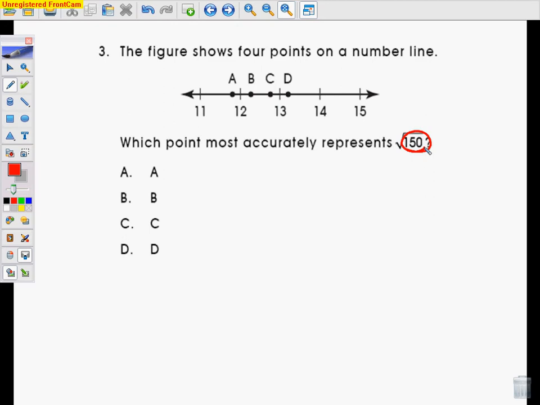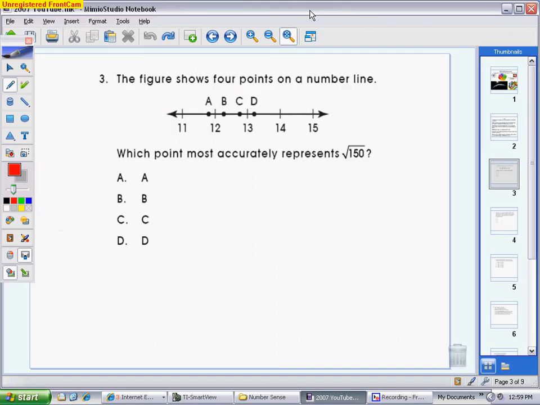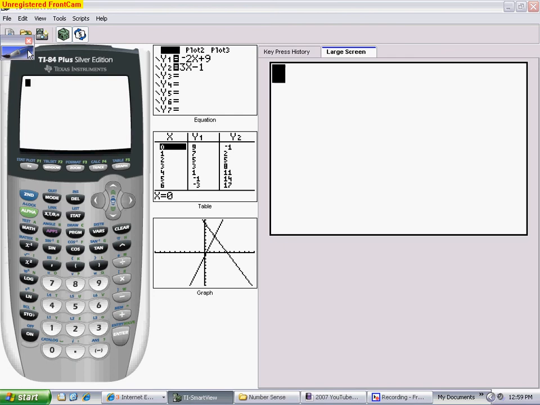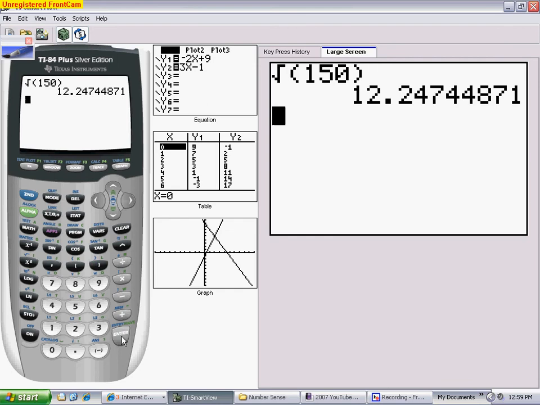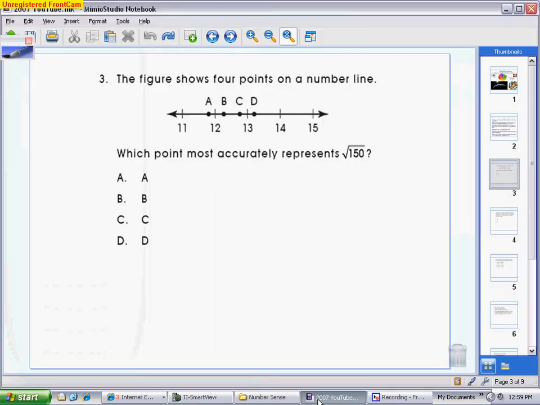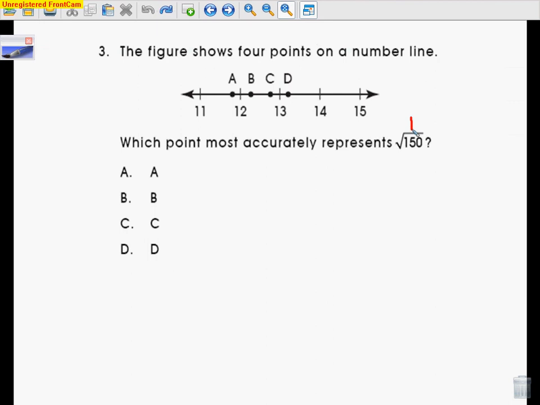All right, so what you're probably going to do here, the easiest thing to do, is take the square root of 150 to your calculator. The square root is located above the x squared key. So you're going to hit second, x squared, which gives you the square root, and type in your number, 150, and that equals 12.24. So since this is 12.24, we want to see which number most accurately represents that.